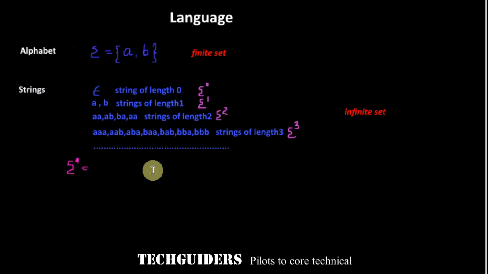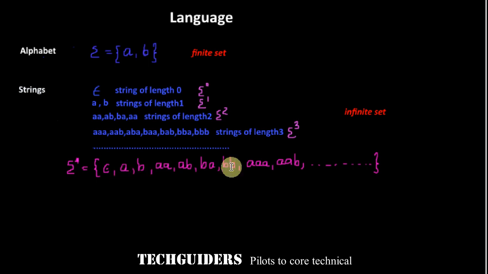And the set of all these possible strings over sigma is denoted by sigma star, which is a union of sigma 0, sigma 1, sigma 2 and so on. And this is an infinite set. So we have an infinite number of strings possible over any sigma, which is denoted by sigma star. Now if we define any language over this sigma, that language will be a subset of sigma star.